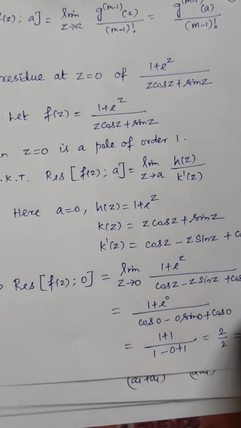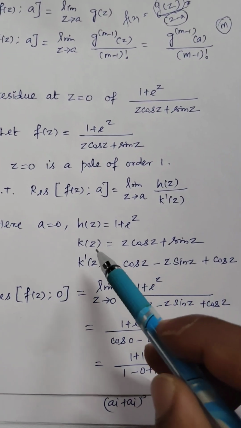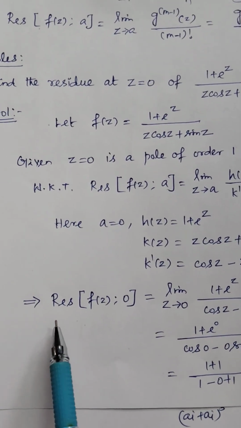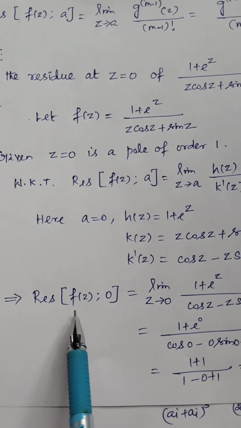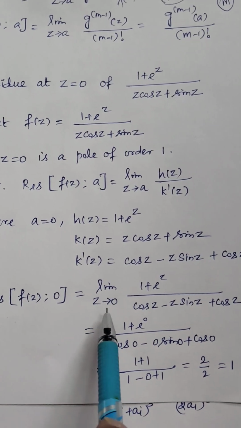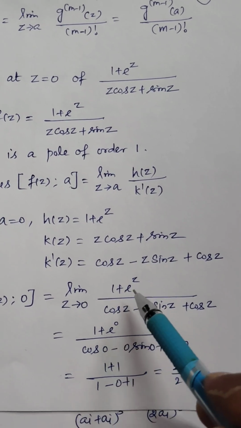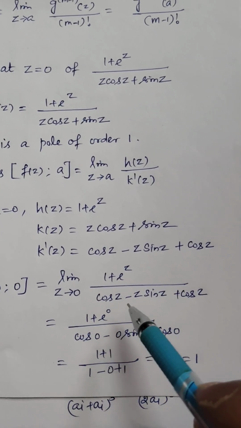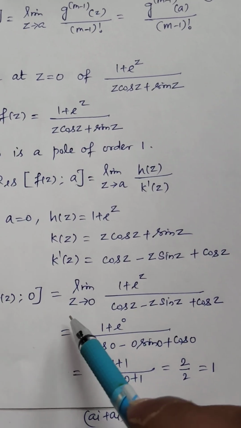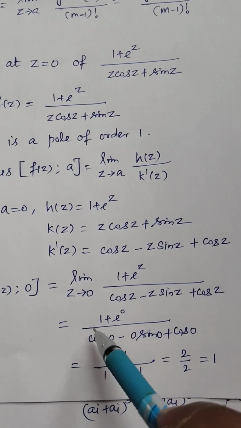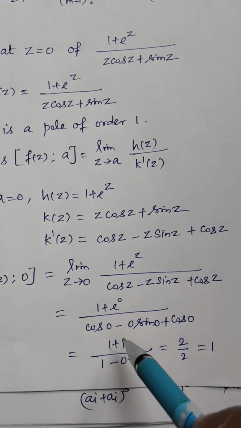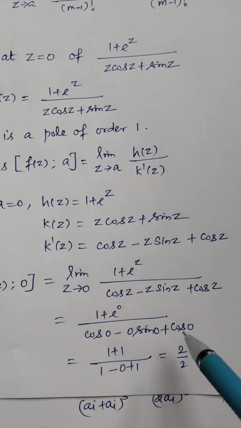Okay, so now we have to substitute that h of z and k dash of z in this formula. We get the residue of f of z at the pole 0 is equal to limit z tends to 0 of 1 plus e power z divided by cos z minus z sin z plus cos z. So now substitute z equal to 0. We get 1 plus e power 0 divided by cos 0 minus 0 sin 0 plus cos 0.